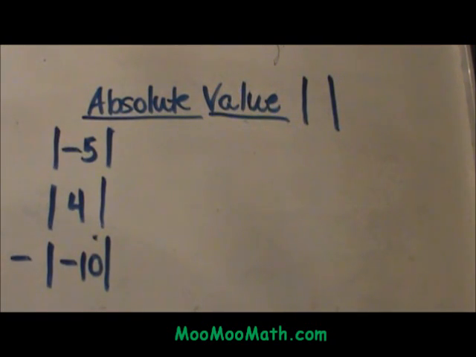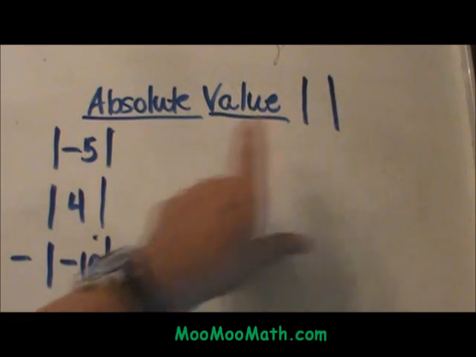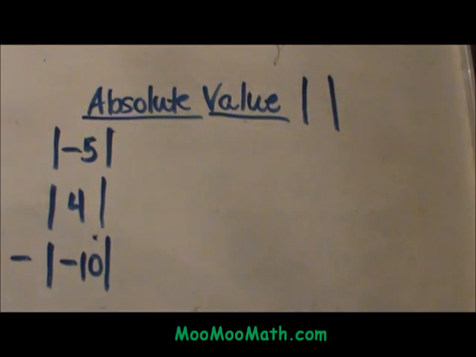Well, first of all, you've got to be able to recognize it. Absolute value falls between two vertical lines, and there will be a value inside that. So it's kind of like a jailbird. That's a good way to think about it.